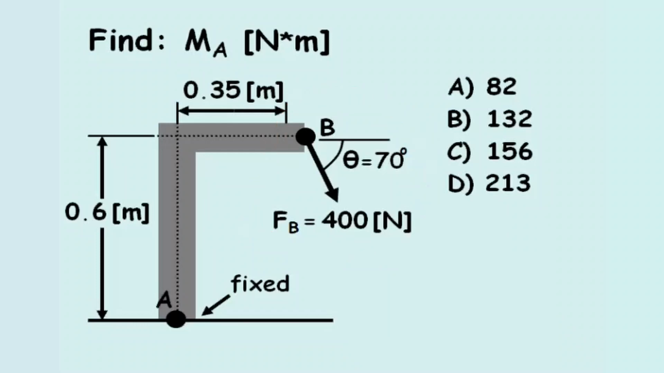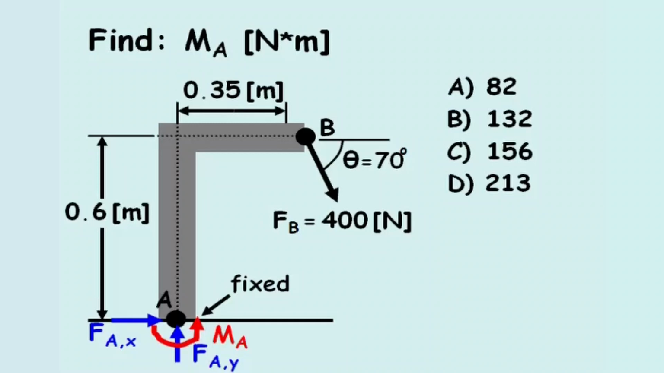To begin solving for the moment at point A, we first check to make sure point A can sustain a moment, which it can, because it is a fixed connection. A fixed connection involves three reactions: a horizontal force, a vertical force, and a moment.